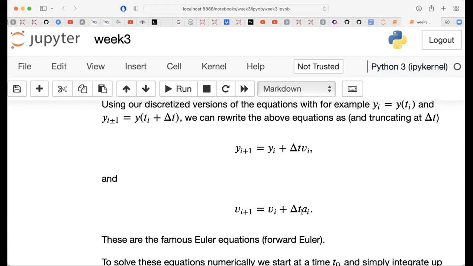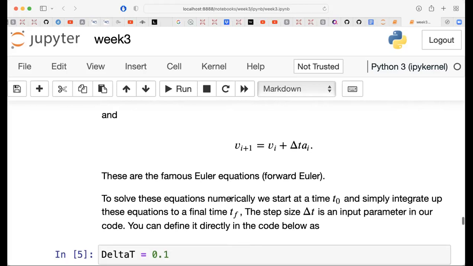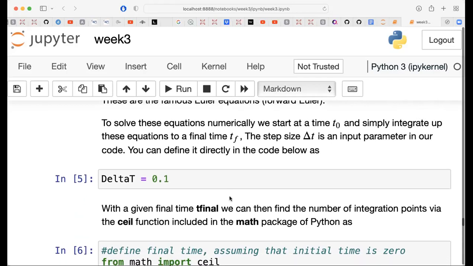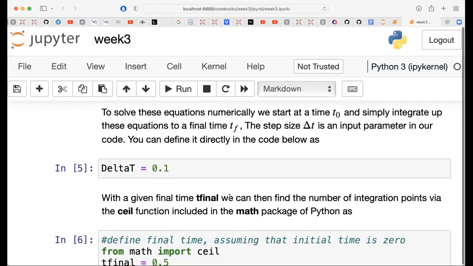That will be the resolution of your solution. And you will see that if delta t is very large, your solution may actually differ a lot from the analytical solution. So let's look at the code example, because the kind of code which you're going to see down here is something which is going to be pretty common for the rest of the semester.